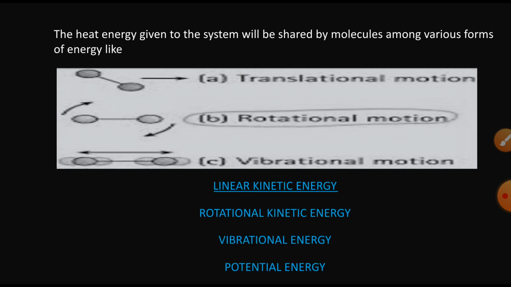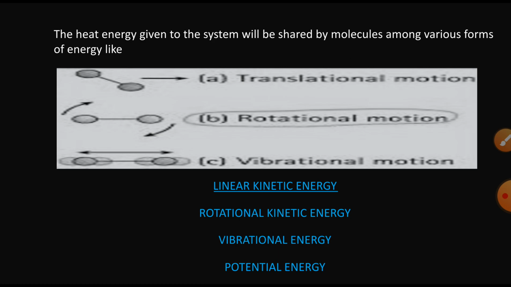The heat energy given to the system will be shared by molecules among various forms of energy. We are giving the heat energy to the system. There will be molecules in the system. The given heat energy will be shared by those molecules in different forms of energy.